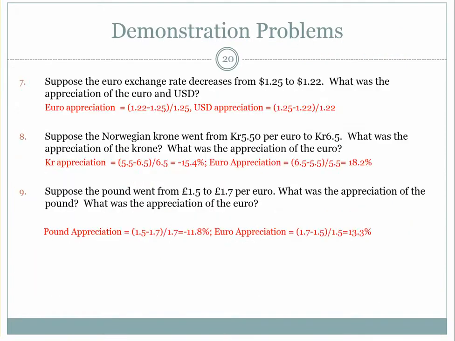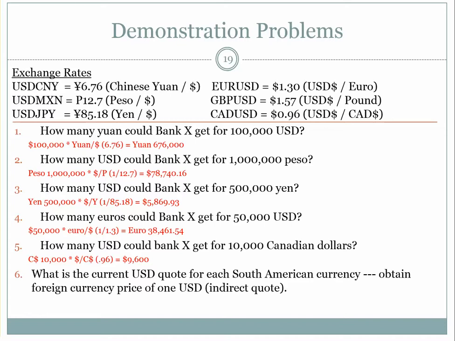And here are some more practice problems based on these exchange rates. Yuan per dollar, peso per dollar, yen per dollar, dollar per euro, dollar per pound, US dollar price of a CAD. Now in this case here, I'm quoting this as dollars. So even though this looks like ISO codes, this is the dollar price of a euro, because you can see that symbol right there.